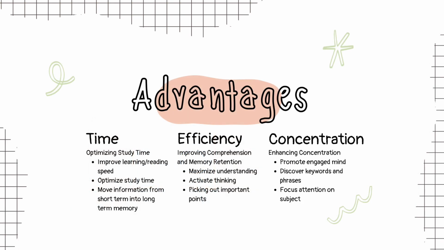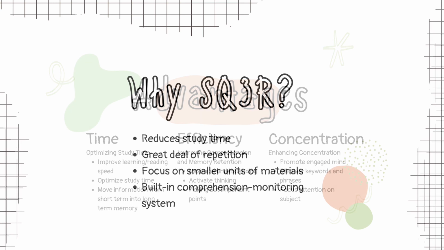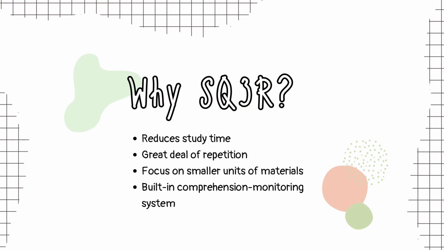The advantages of the SQ3R study method are time, efficiency, and concentration. This strategy optimizes study time, improves comprehension and memory retention, and enhances concentration. Many can benefit from using SQ3R because it requires them to activate their thinking and review their understanding throughout their reading. So why SQ3R? This is because it reduces study time with efficiency, a great deal of repetition that promotes memory retention, focus on smaller units of material that helps with engagement, and a built-in comprehension monitoring system.